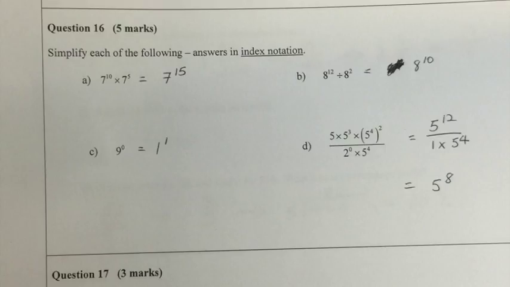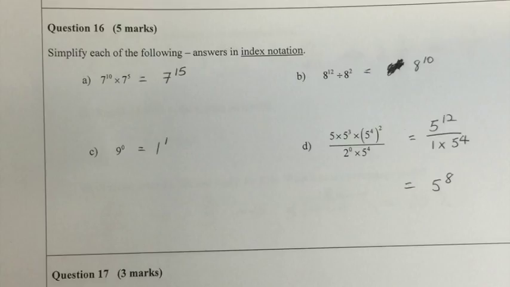D, 5 times 5 cubed times 5 to the power of 4 in brackets, and then square that. Okay, so we've got 5 to the 1 times 5 to the 3, so that equals 5 to the 4. And then that's times 5 to the power of 8, because when we're in brackets, we can actually multiply them together. So it's 4 times 2.